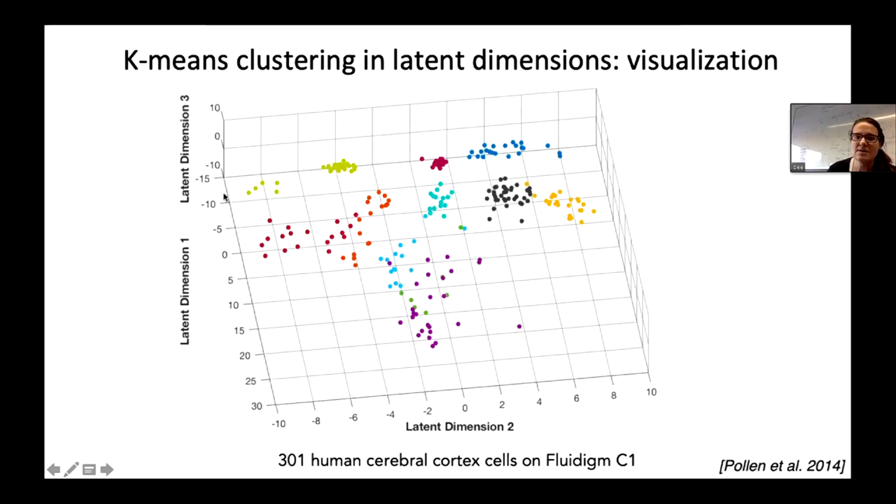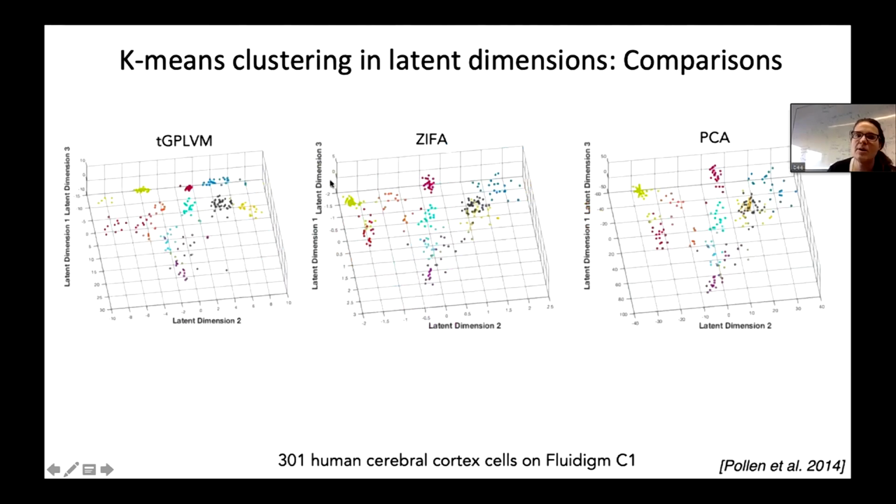And what you can see here is the three latent dimensions of this data set for a GPLVM. And the colors represent the different cell types that exist in this data set. These are pre-labeled, although we didn't include the labels when we did the clustering. And you can see that in this GPLVM, it does a nice job of separating these clusters. So we can compare that to a bunch of different approaches.